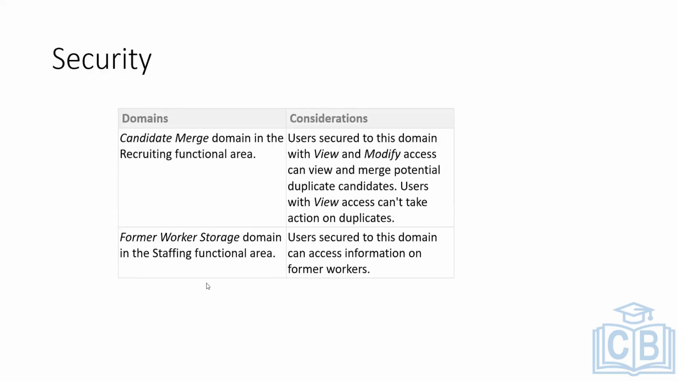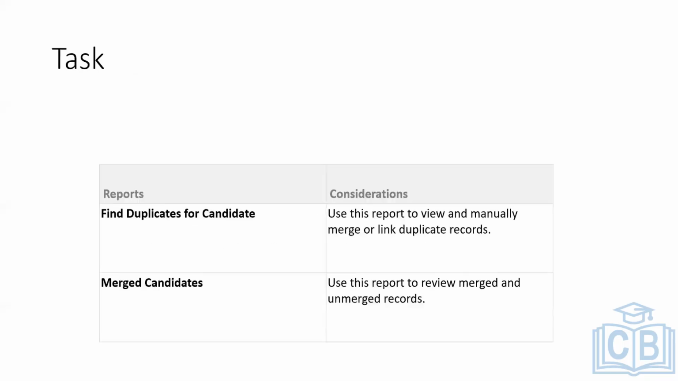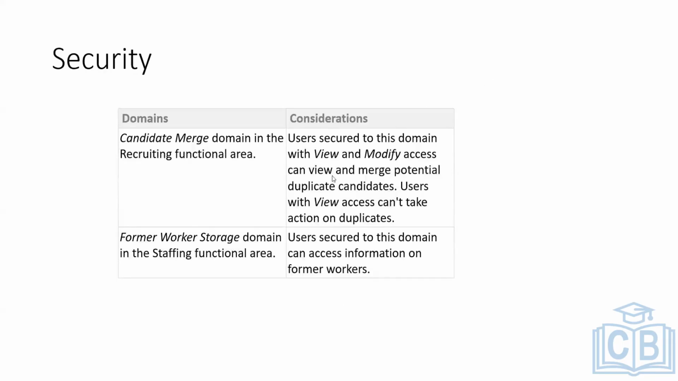Domains like candidate merge domain and formal worker storage domain. For formal worker storage, users secured to this domain can access information on formal workers. And candidate merge domain is basically for merging the candidate or enabling the automatic merging in the system.